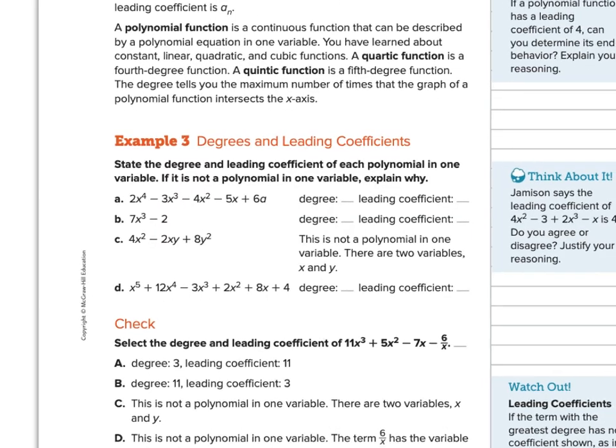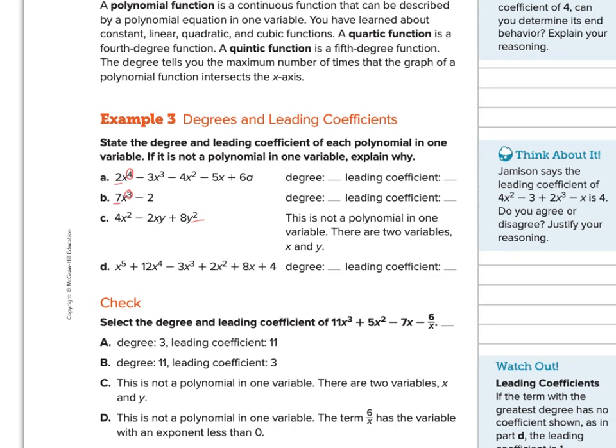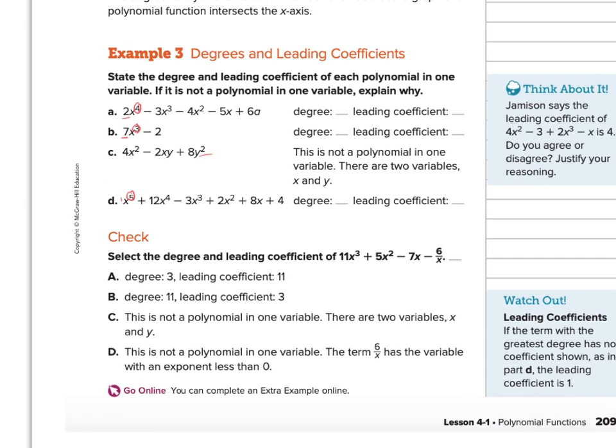But the degree, state the degree and leading coefficient of each polynomial in one variable. Degree of 4, leading coefficient of 2. Degree of 3, leading coefficient of 7. We said this is not a polynomial because it is not one variable. And then here we have the degree of 5. Leading coefficient is 1, because if there's not a number out there, we know that it should be a 1. And let's see what else.